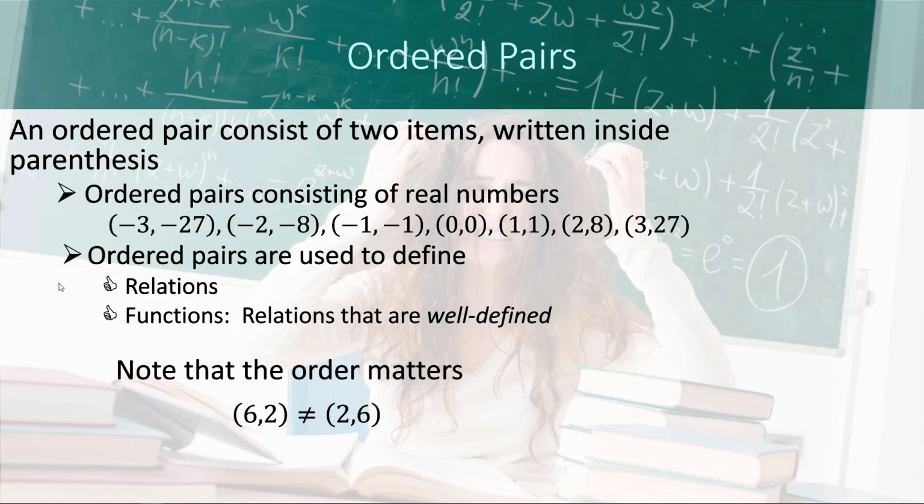And of course, these ordered pairs are used to define relations, which are defined as a collection of ordered pairs, and functions, which basically are relations that are well defined. What does that mean? For every single x value, there is only one y value. Okay, and also remember, since these are called ordered pairs, yep, order matters. So (6, 2) is not the same thing as (2, 6).